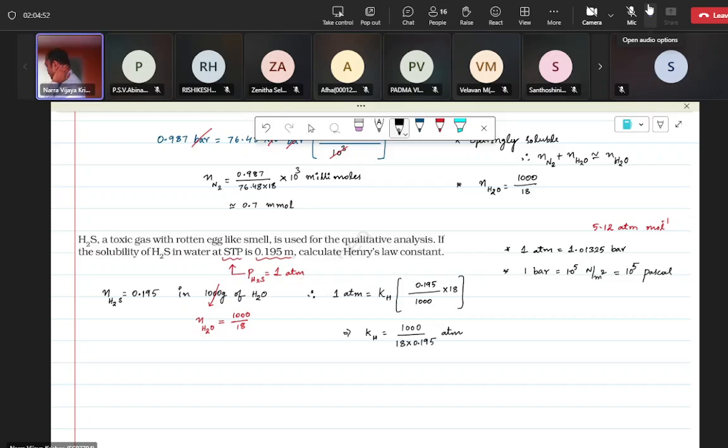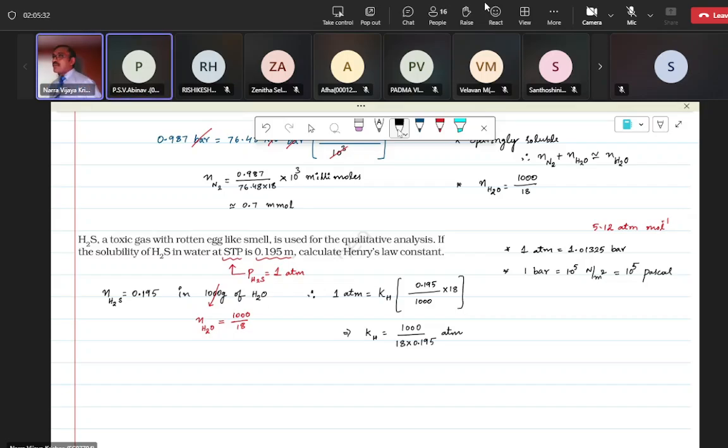So what is the value? 1000 by 18 is 55.56. I will write 555 divided by 1.95, approximately 2, so 555 by 2. How much? 1000 by 18 means 55.5, so 555 divided by 1.95, approximately 2. 555 by 2. Where am I getting 5.12? I am not getting 5.12.